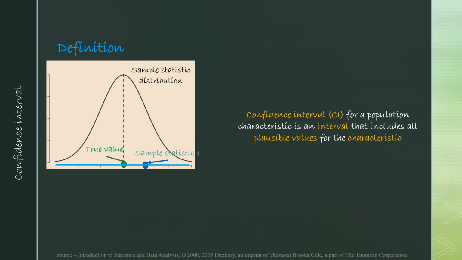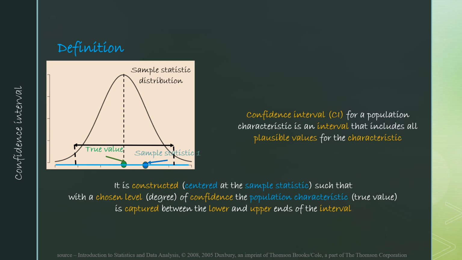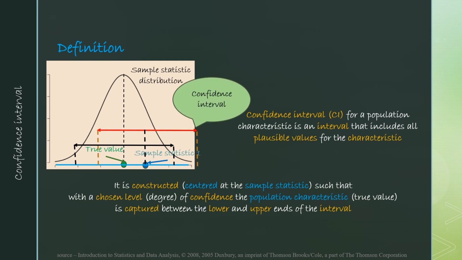Definition: a confidence interval, CI, for a population characteristic is an interval that includes all plausible values for the characteristic. It is constructed centered at the sample statistic such that with a chosen degree of confidence, the population characteristic, in other words the true value, is captured between the lower and upper ends of the interval.